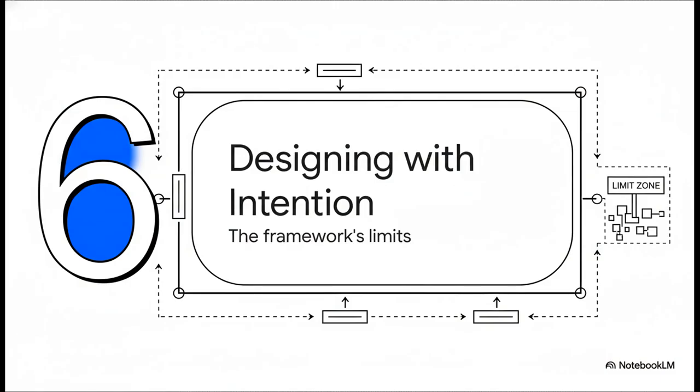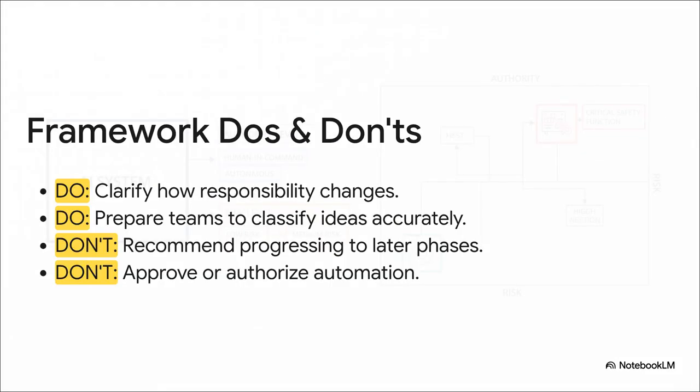So, now that we've got a clear picture of all the phases, how do we actually put this into practice? Well, the whole goal of this framework is to empower you to design with intention, and that also means understanding its limits. It's so important to be crystal clear about how to use this. This is a tool for clarifying where responsibility lies and for accurately classifying your AI systems. It is not a justification for pushing to a later phase, and it is absolutely not a blanket approval for automation. Its real purpose is to force those hard, necessary questions early on, not to give you easy answers later.